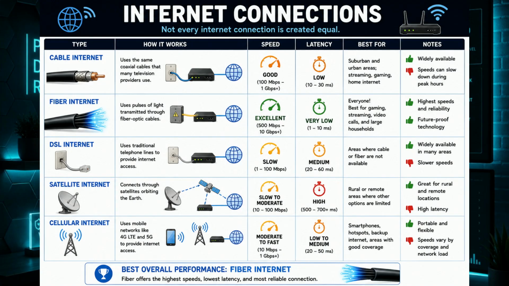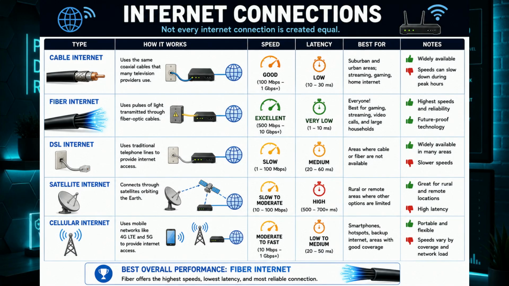Fiber internet uses pulses of light transmitted through fiber optic cable, and it provides extremely high speeds, low latency, and is generally considered the best option whenever available. DSL uses traditional telephone lines to provide internet access. While it's slower than cable or fiber, it remains available in some locations where newer infrastructure hasn't been deployed. Satellite internet connects through satellites orbiting the Earth. It's a valuable option for rural or remote areas, but often has higher latency due to the long distance signals must travel. Cellular internet uses mobile networks like 4G LTE and 5G to provide internet access. It's commonly used for smartphones, hotspots, and backup internet connections.